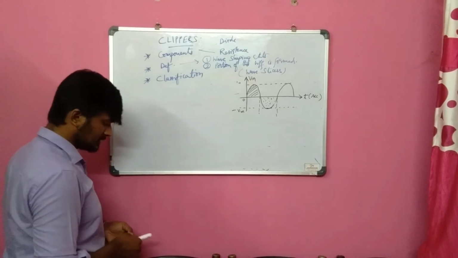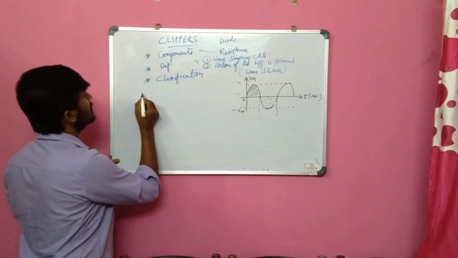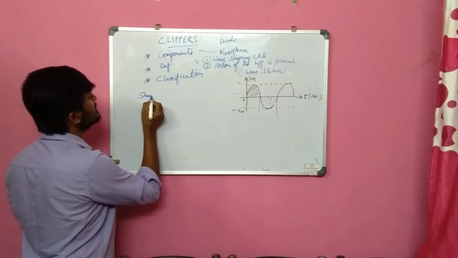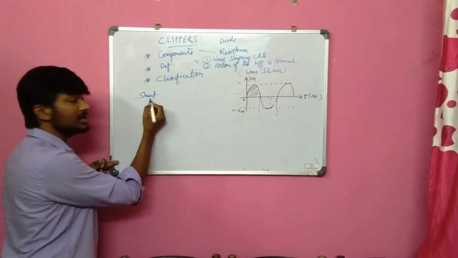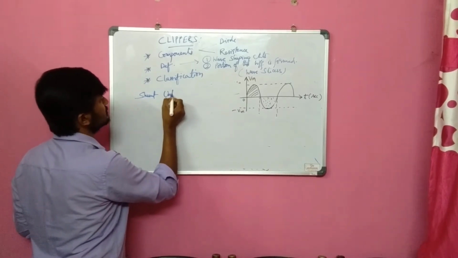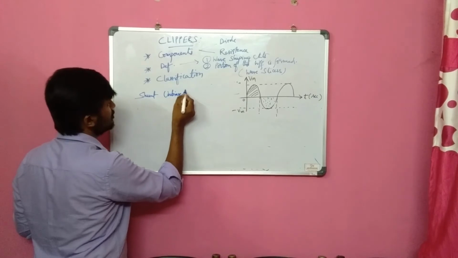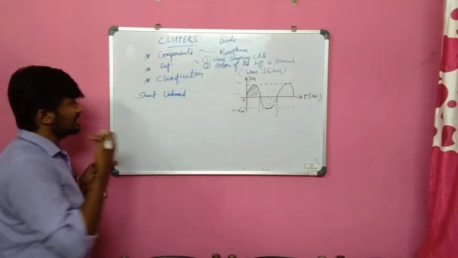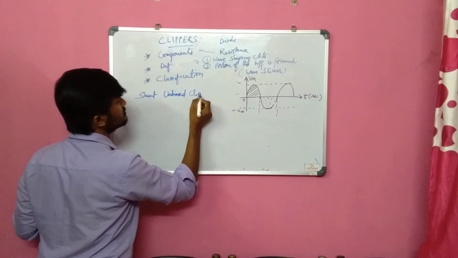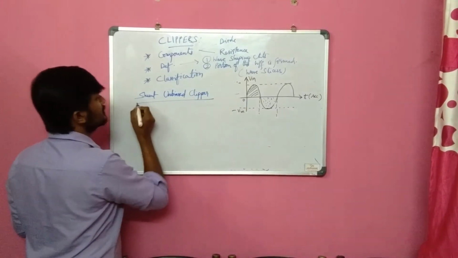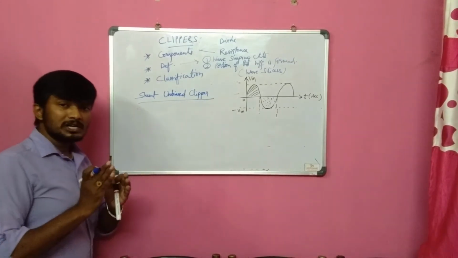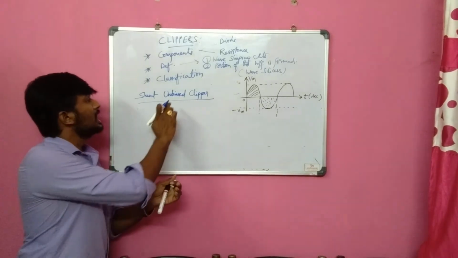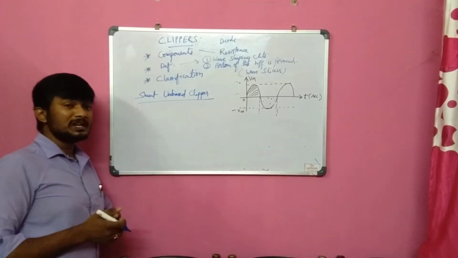Now see, let's draw the shunt. The other name of shunt is what? Parallel. Shunt unbiased. First of all, I am talking about circuits which do not contain a DC battery. Shunt means the diode is connected in parallel with the output. Unbiased means there is no DC battery in the circuit.